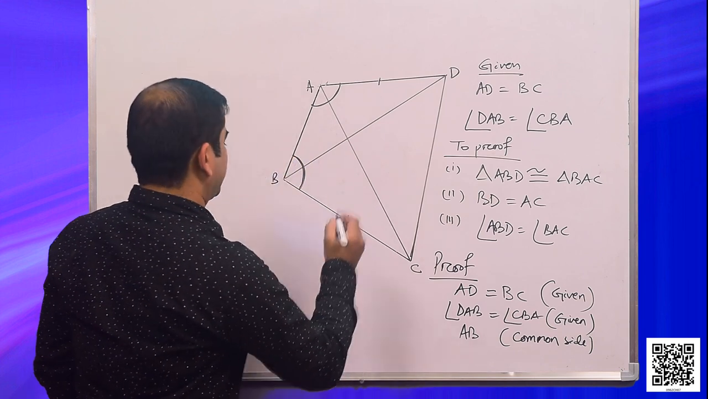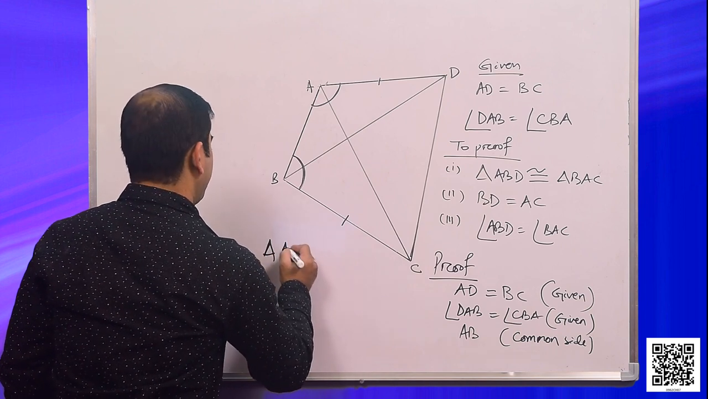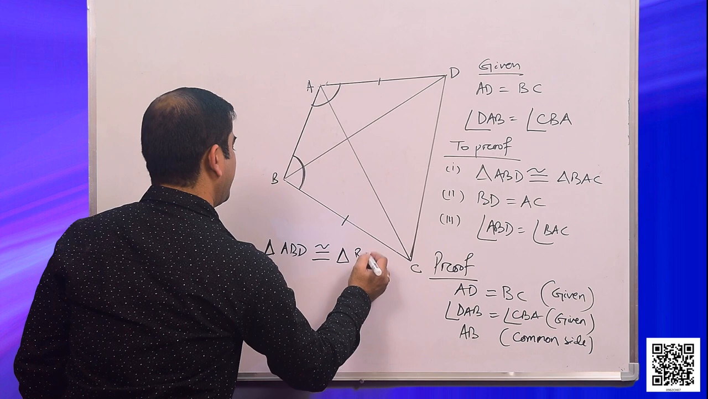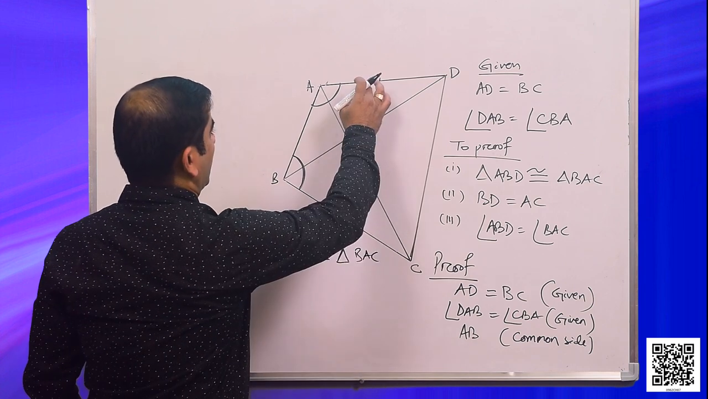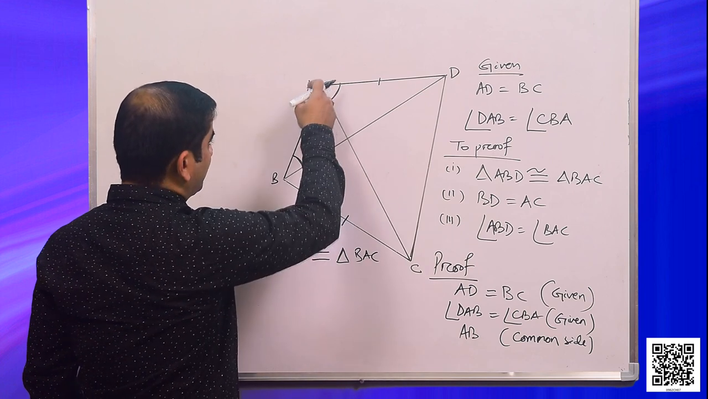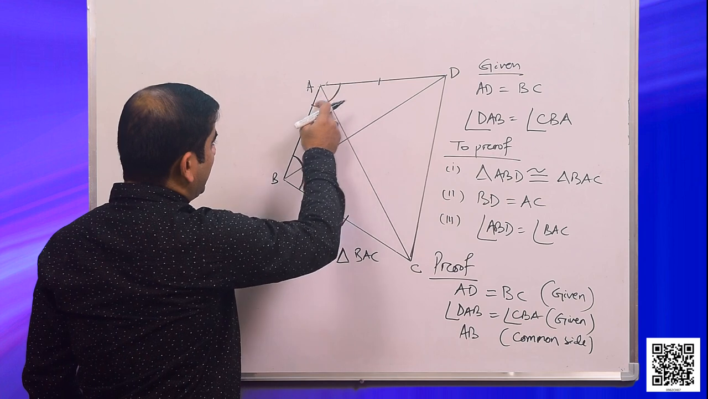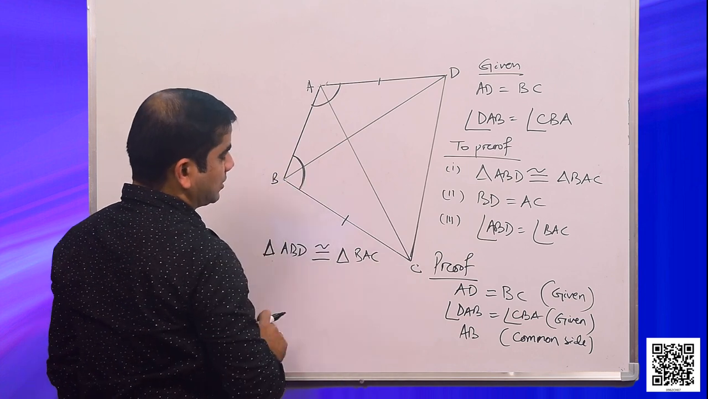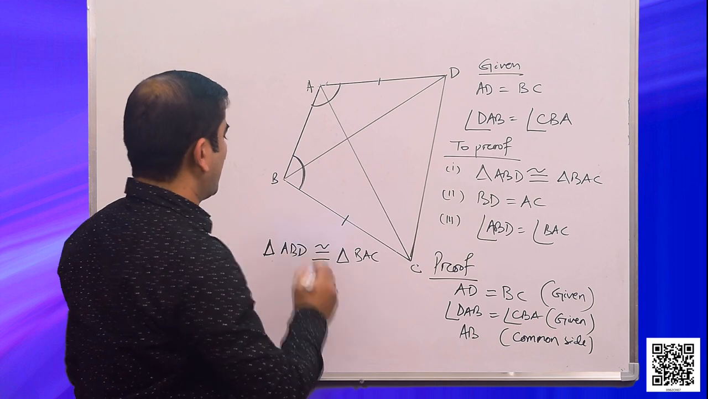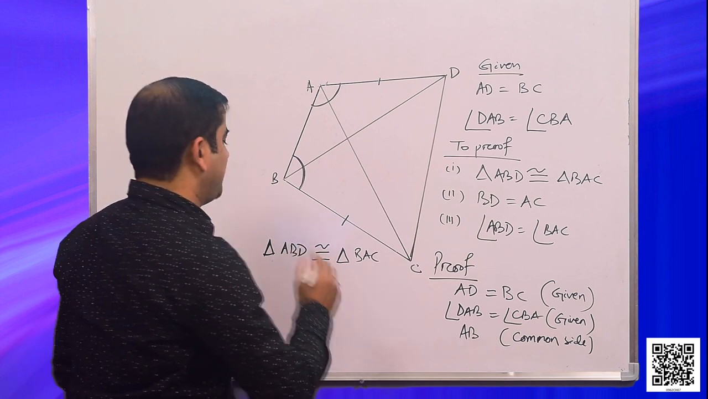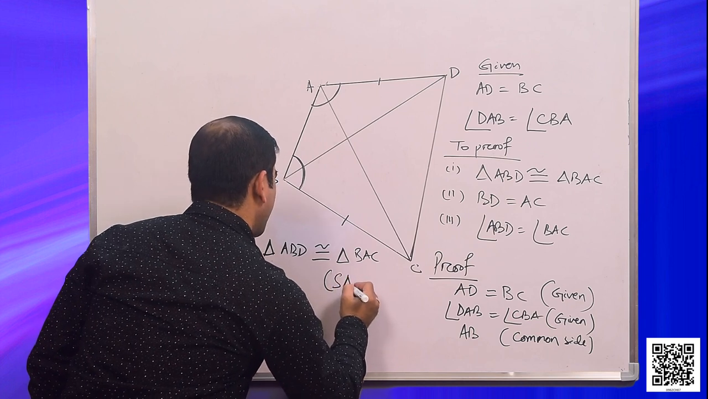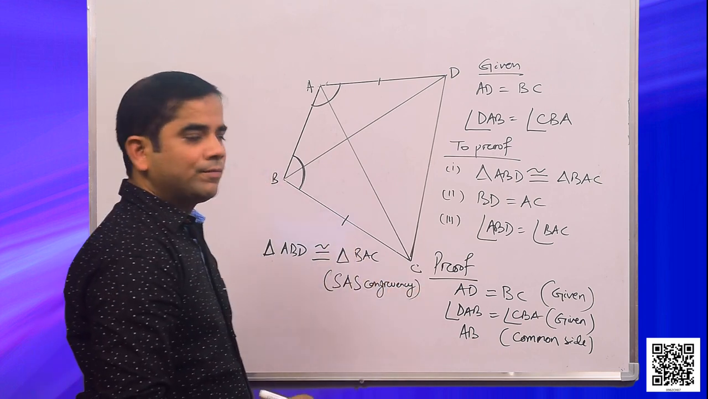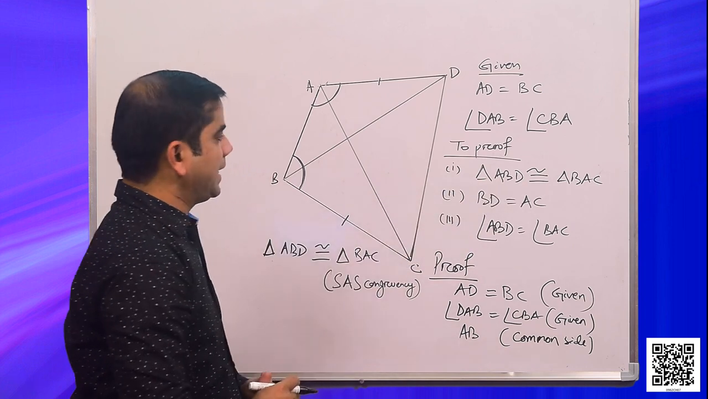That means now we can say that triangle ABD is congruent to triangle BAC. Why? Because we have two sides equal to each other, a common side, and this is the included angle. See, AD, AB and included angle, AB, BC and included angle. So, included angles are also the same. That is why triangle ABD is congruent to triangle BAC by side angle side congruency. So, we have proved that triangle ABD is congruent to triangle BAC.